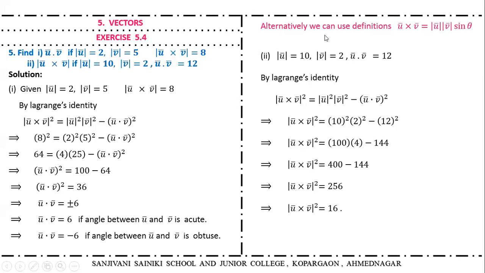Here, the same problem can be solved using an alternative method, the definition of u bar cross v bar. You can use the definition of u bar cross v bar, put in the values, and use the identity to find the value of sine theta. Then simplify it, and you will get the same answer.